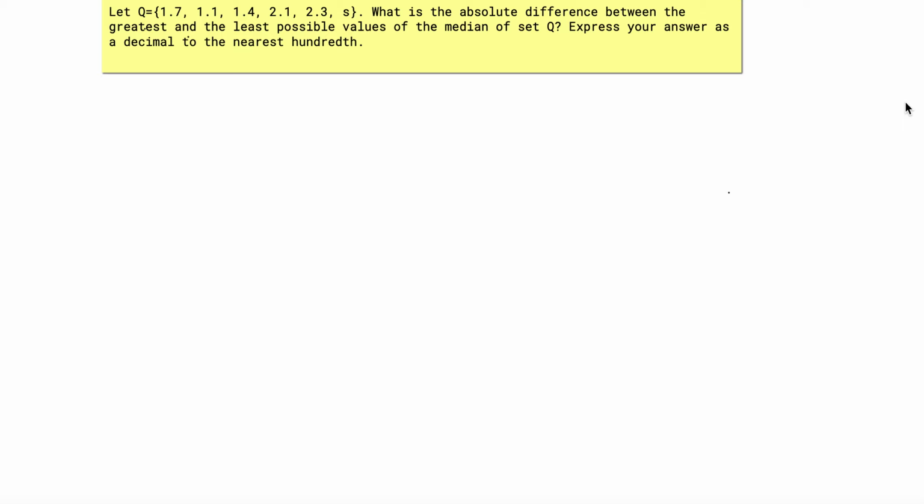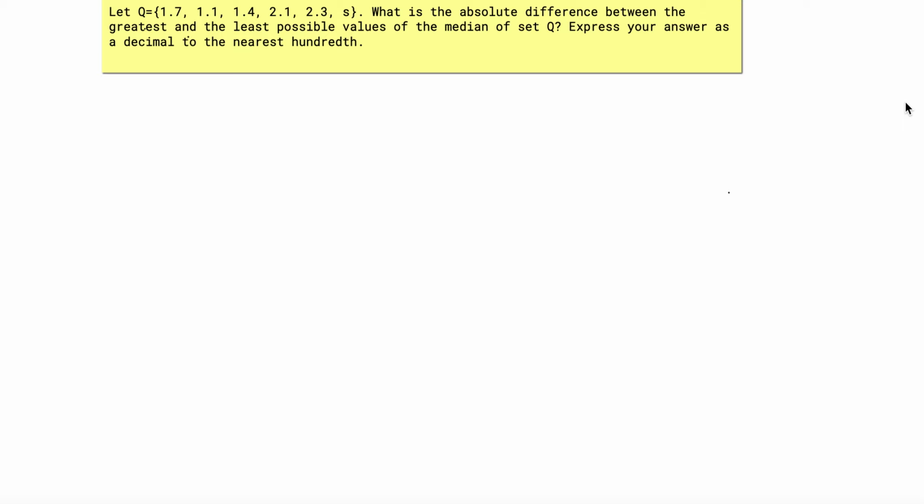And the question continues, what is the absolute difference? Absolute meaning we don't worry about whether it is a negative or a positive. We don't take the sign into consideration. That's why it's called absolute. Absolute difference between the greatest and the least possible values. So it's not talking about the values of the numbers in the set. It's talking about the greatest and the least possible values of the median of set Q.